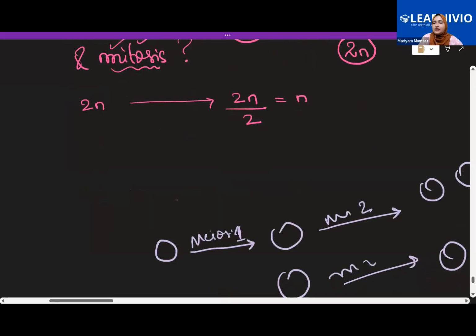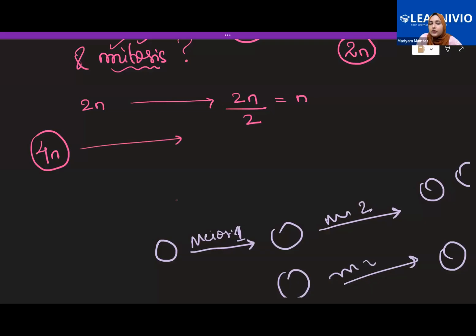Now tell me, this question is for Javeria. Mother cell is 4n, okay? After meiosis, what will be the ploidy of the daughter cell? After meiosis? It will be 2n. 2n. Why? 4n by 2 gives us 2n, right?